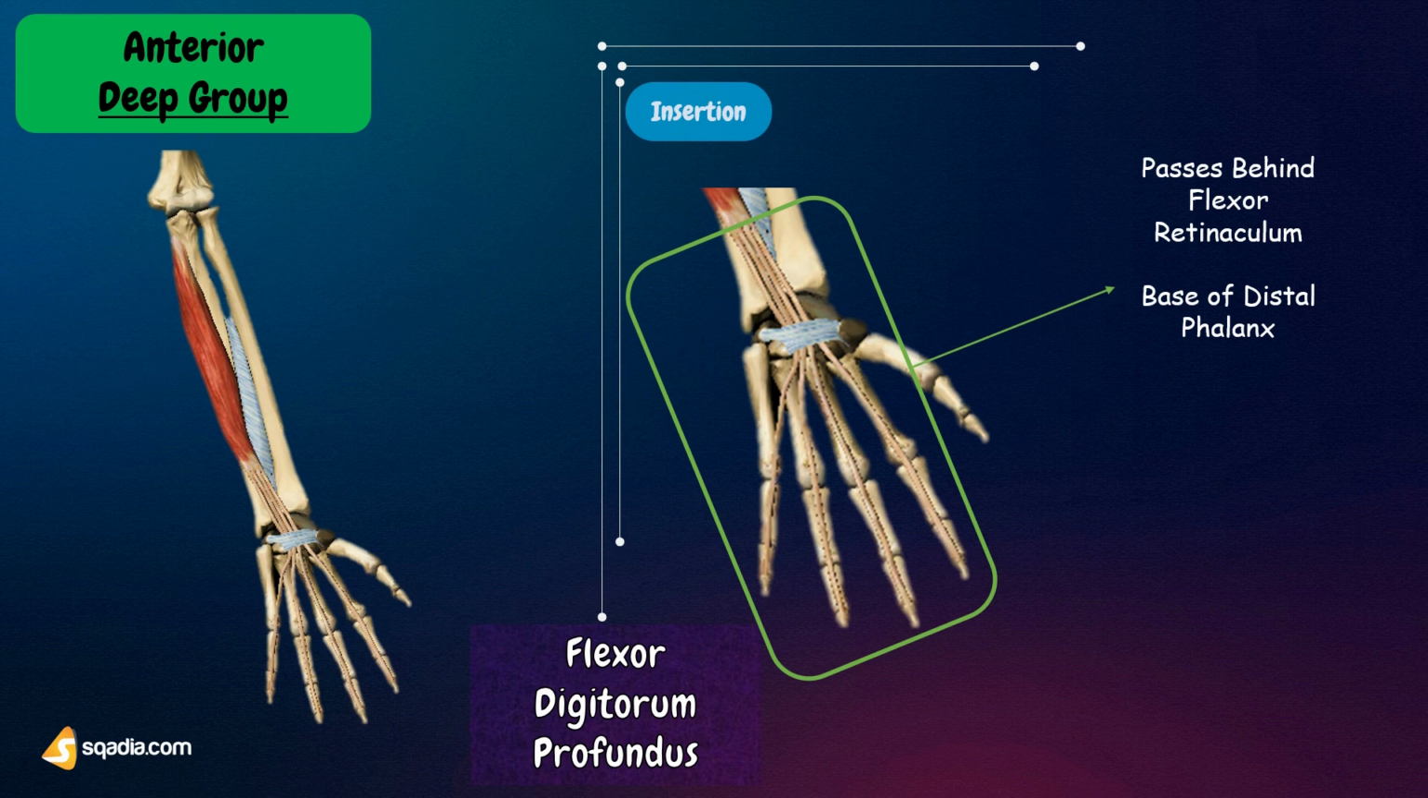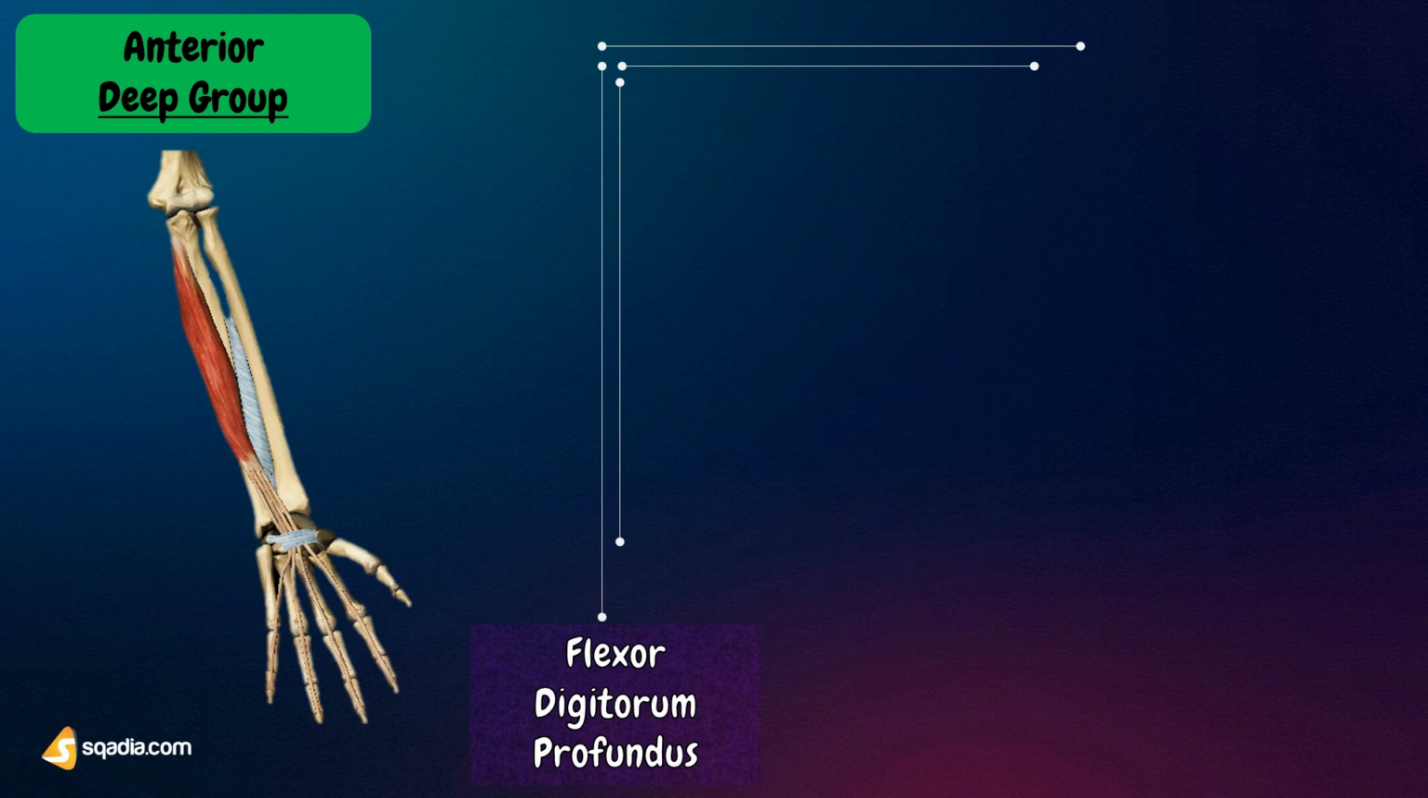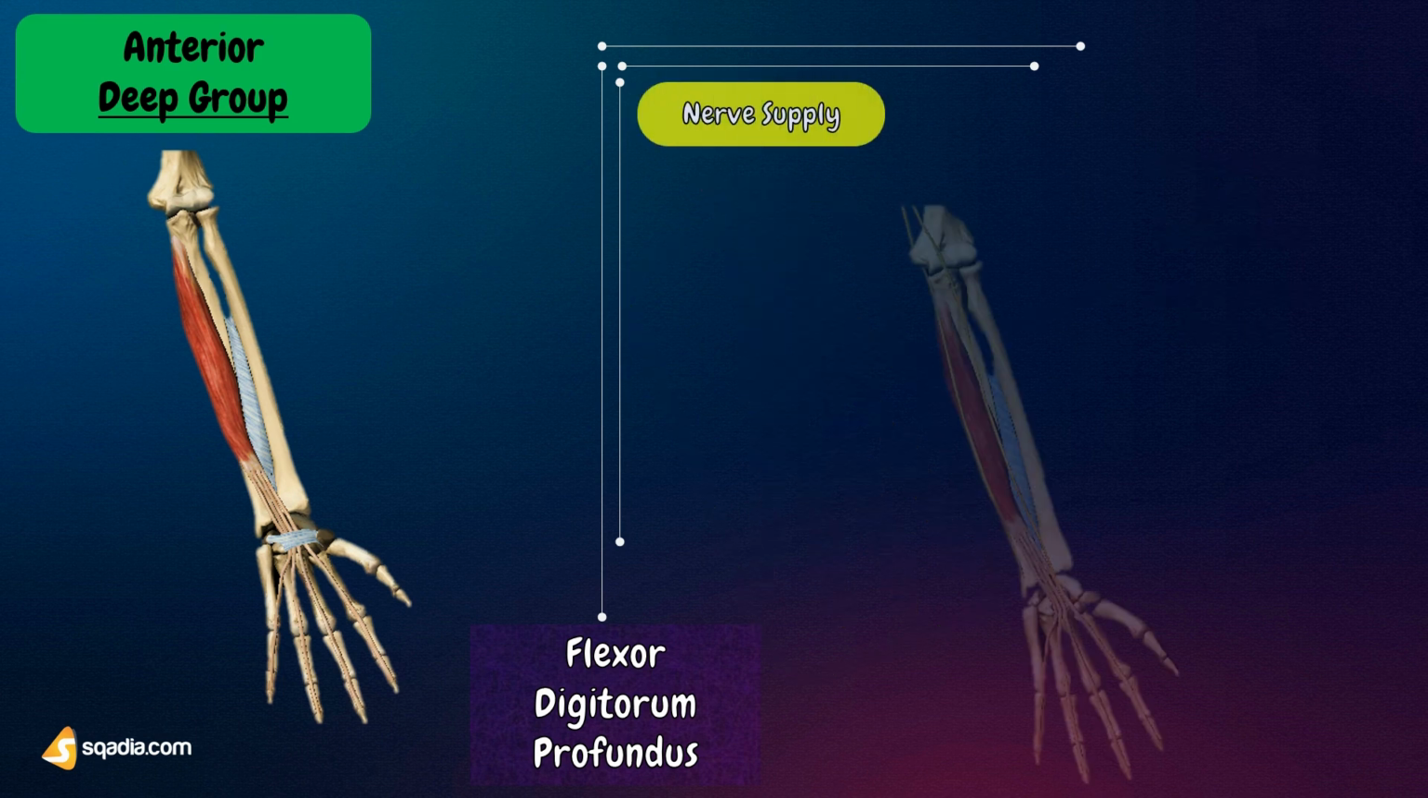The muscle has 4 tendons, which pass under the flexor retinaculum deep to the tendons of flexor digitorum superficialis. Each tendon passes through a division in the corresponding tendon of superficialis muscle and is inserted into the base of the distal phalanx.